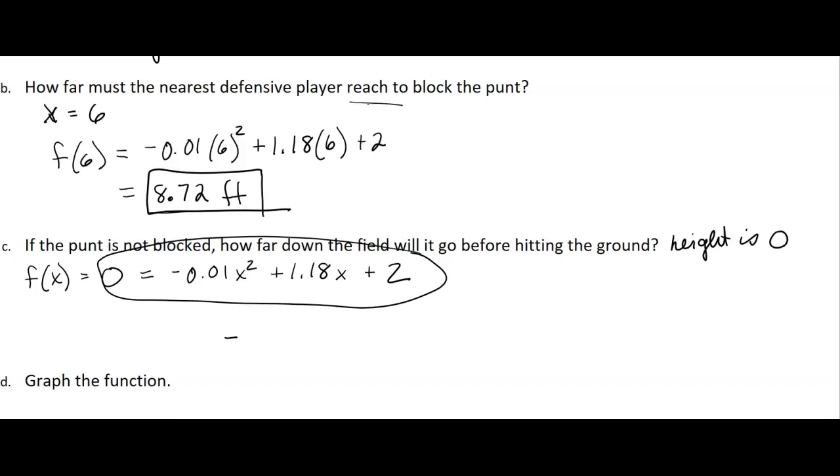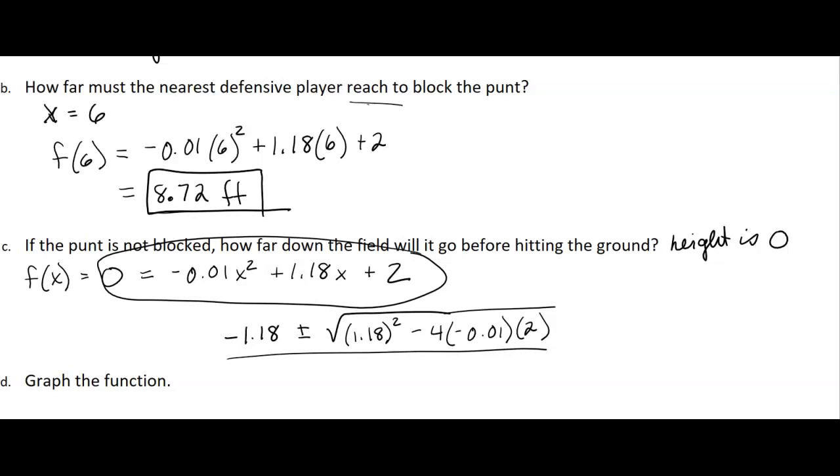Okay, so the opposite of b, plus or minus the square root of b squared, 1.18 squared, minus 4 times a, negative 0.01, times c, all over 2 times a.